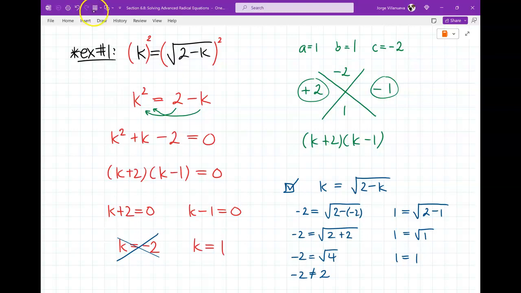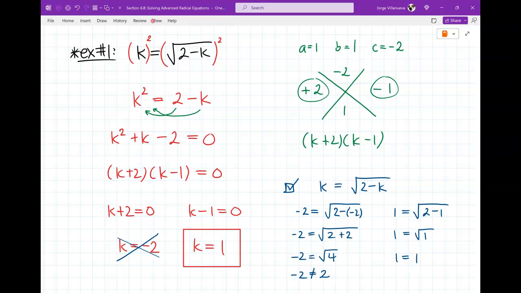So this right here, k equal to 1, is my only solution. Even though the other one is an answer, it's not wrong to say it's a solution that I solved for, but it is wrong to say it's a solution that works. It doesn't work with that problem. Okay?